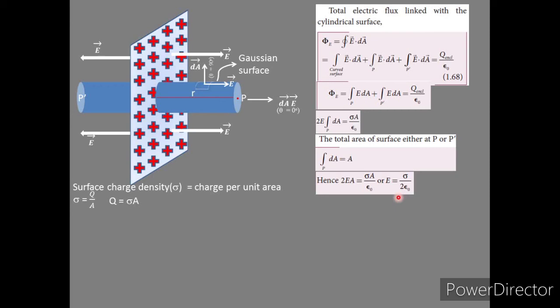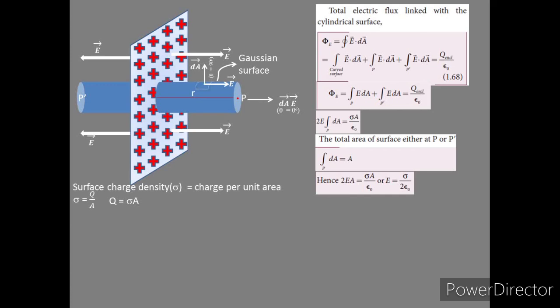So this is very important. Here it doesn't depend on the radius, the distance R is not involved in the final equation, which means that for the infinite charge sheet, at each and every point the electric field strength will be independent of the distance of the point which we considered.